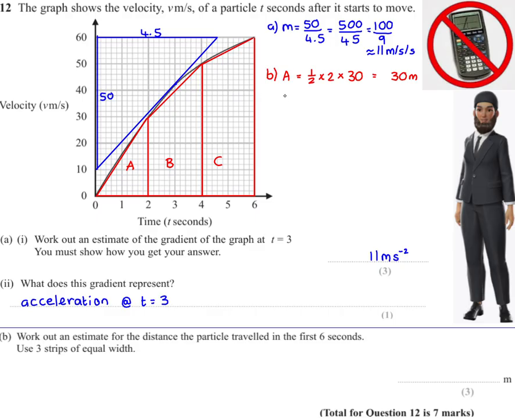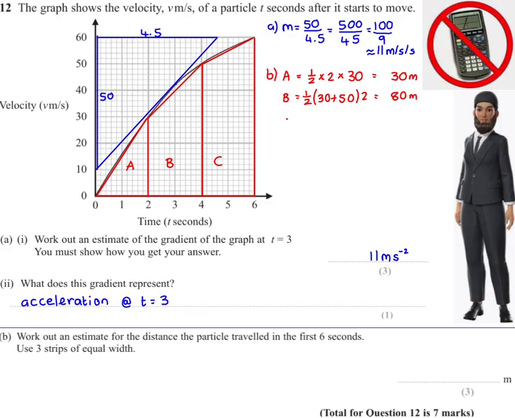Now for part B, over here, you need to work out the area of the trapezium. It's going to work out to be a half, and then you're going to get 30 plus 50, and then multiply by the perpendicular height. 4 take away 2 is 2, a half times 2 is 1, and then 1 times 30 plus 50, which is 80. 80 times 1 is just 80 meters. So let's write that in. That's going to give us 80 meters.